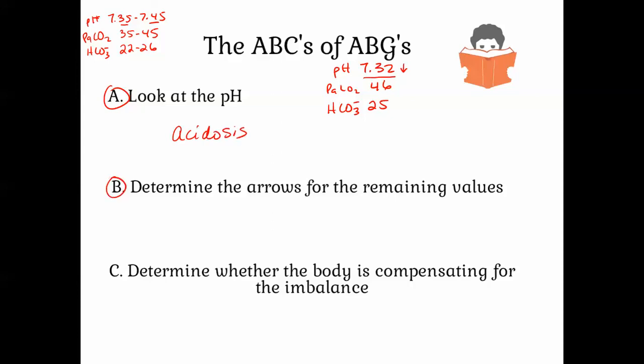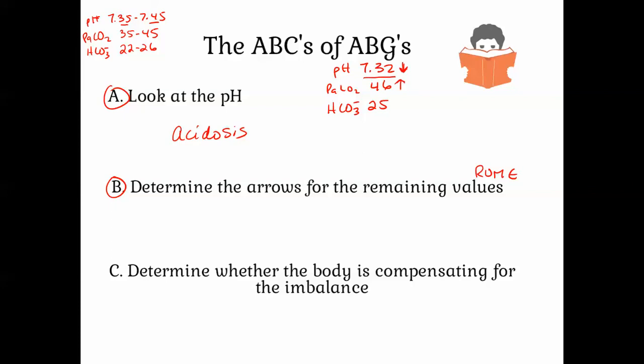Step B, we want to determine the arrows for the remaining values to determine the type of imbalance. Remember ROME: Respiratory opposite, metabolic equal. So let's see. We know that the pH is low. We know that the partial pressure of carbon dioxide is high. So right away, we can determine that this is a respiratory imbalance.